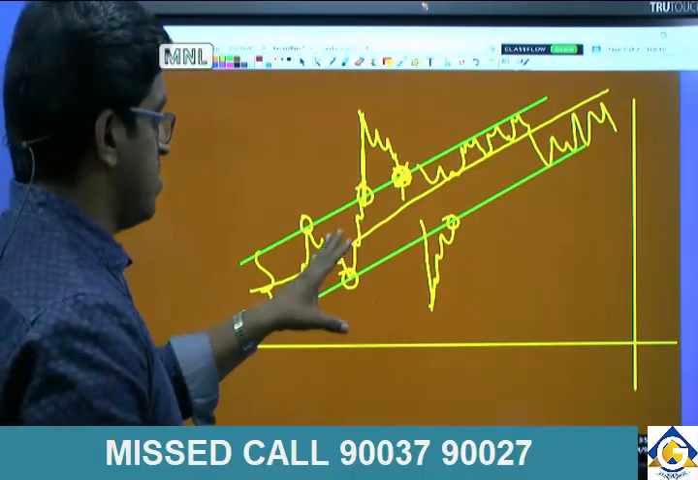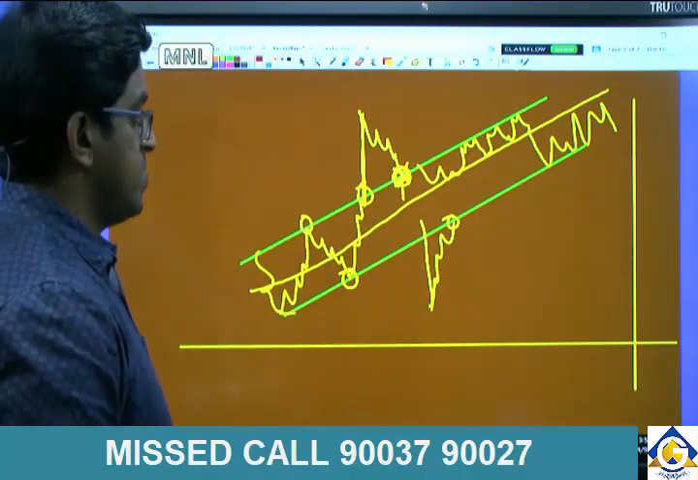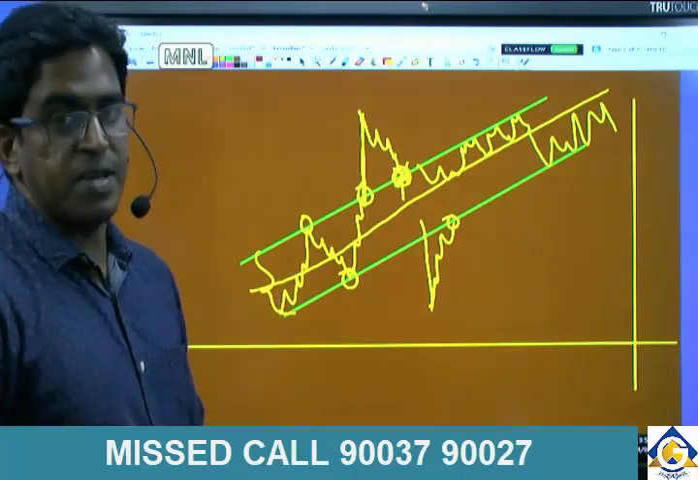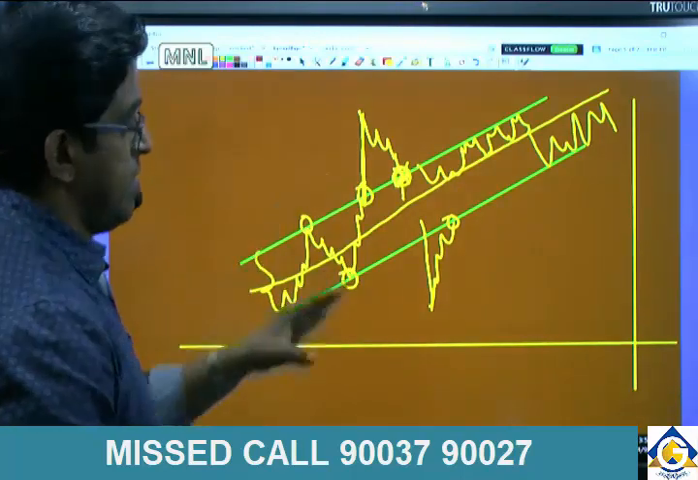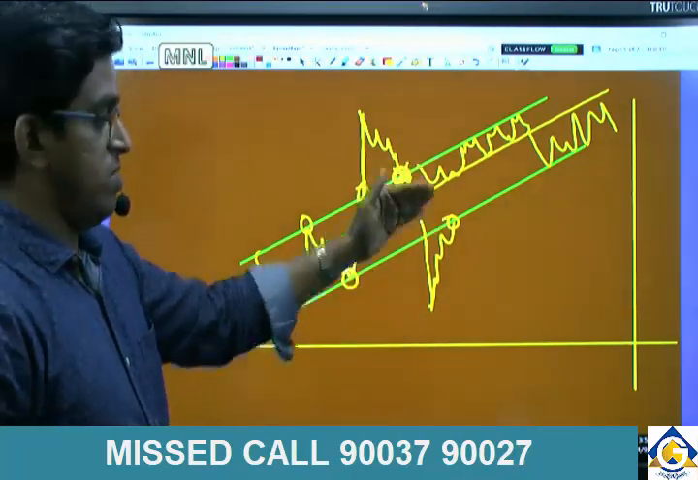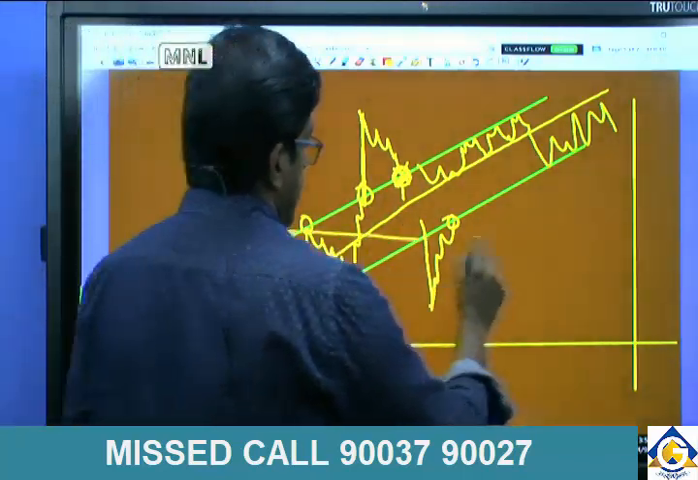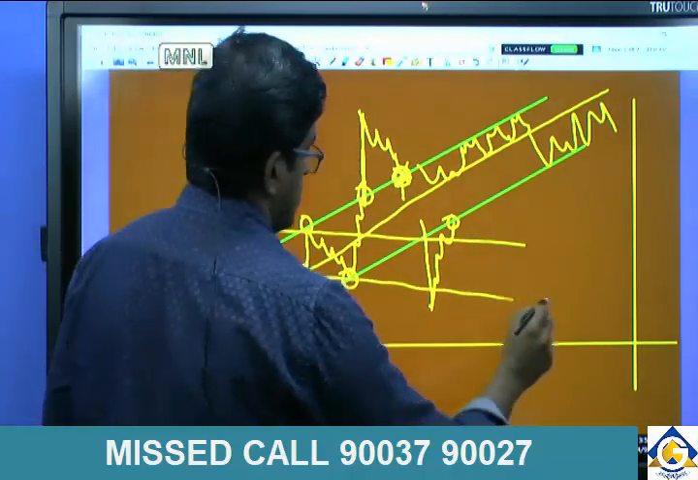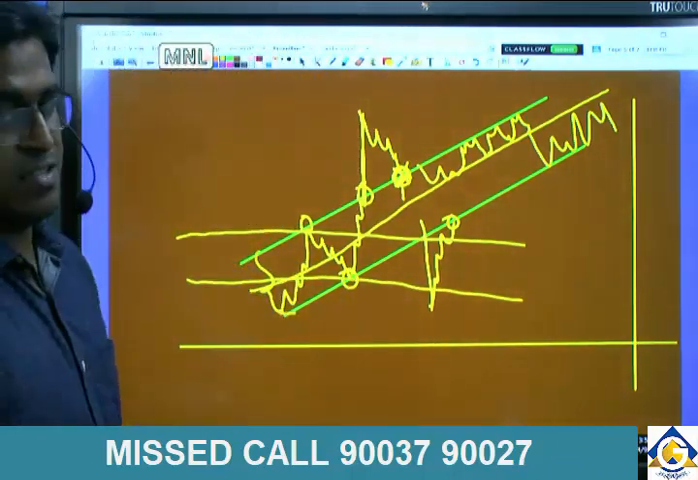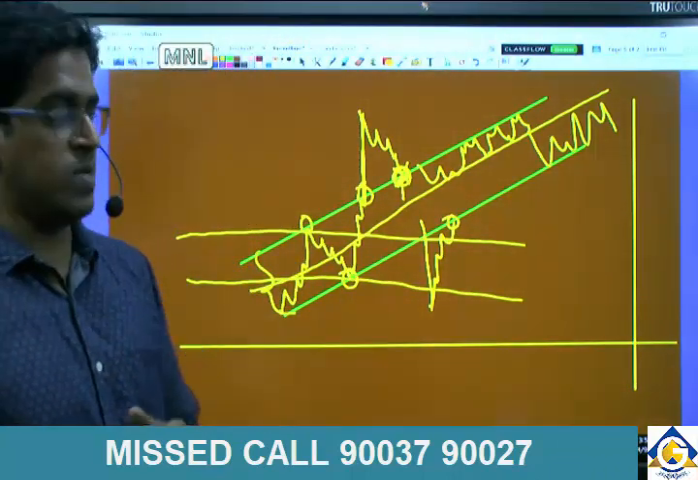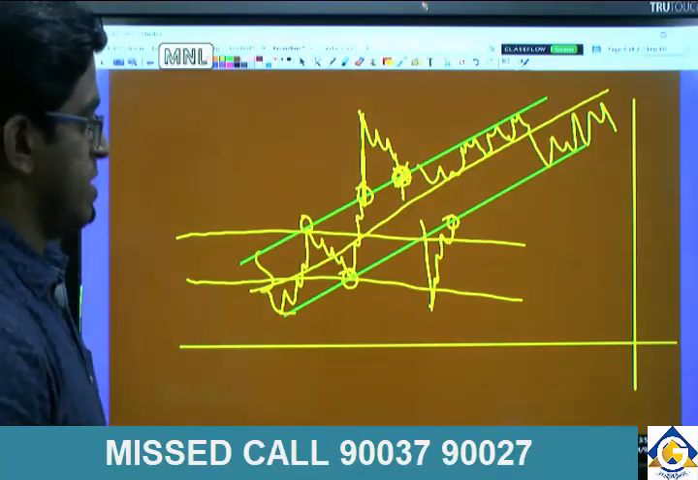We need to be very clear about the stop loss, because the trend line is tracking the price. You can keep the bottom trend line or the midline as a stop loss, or else you can draw the horizontal support and resistance line, and you can place stop loss based on that.